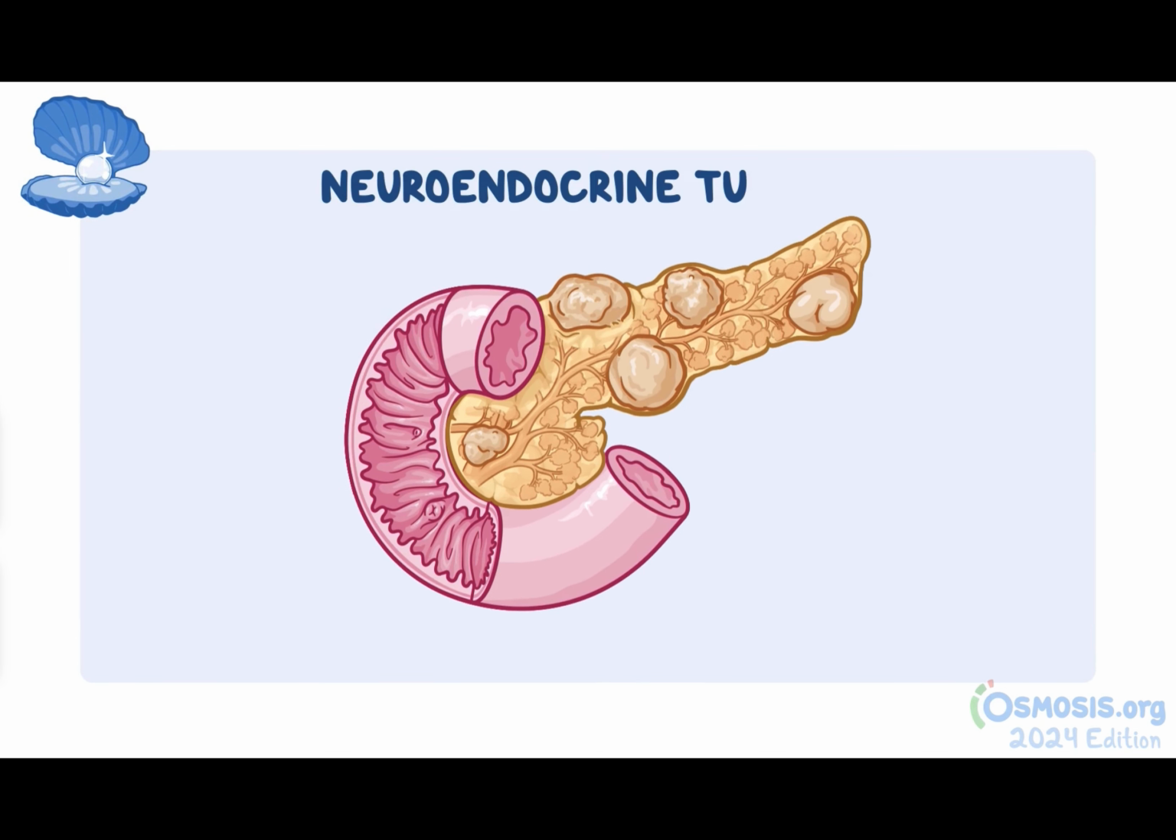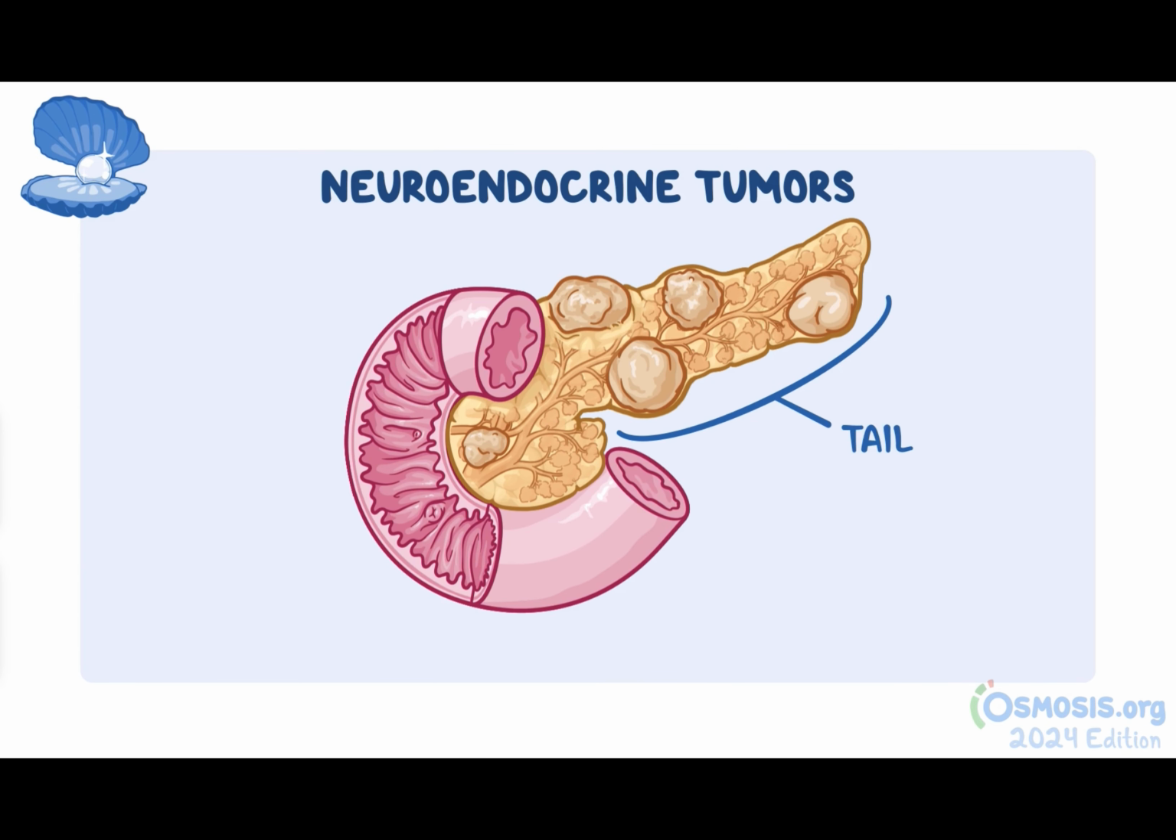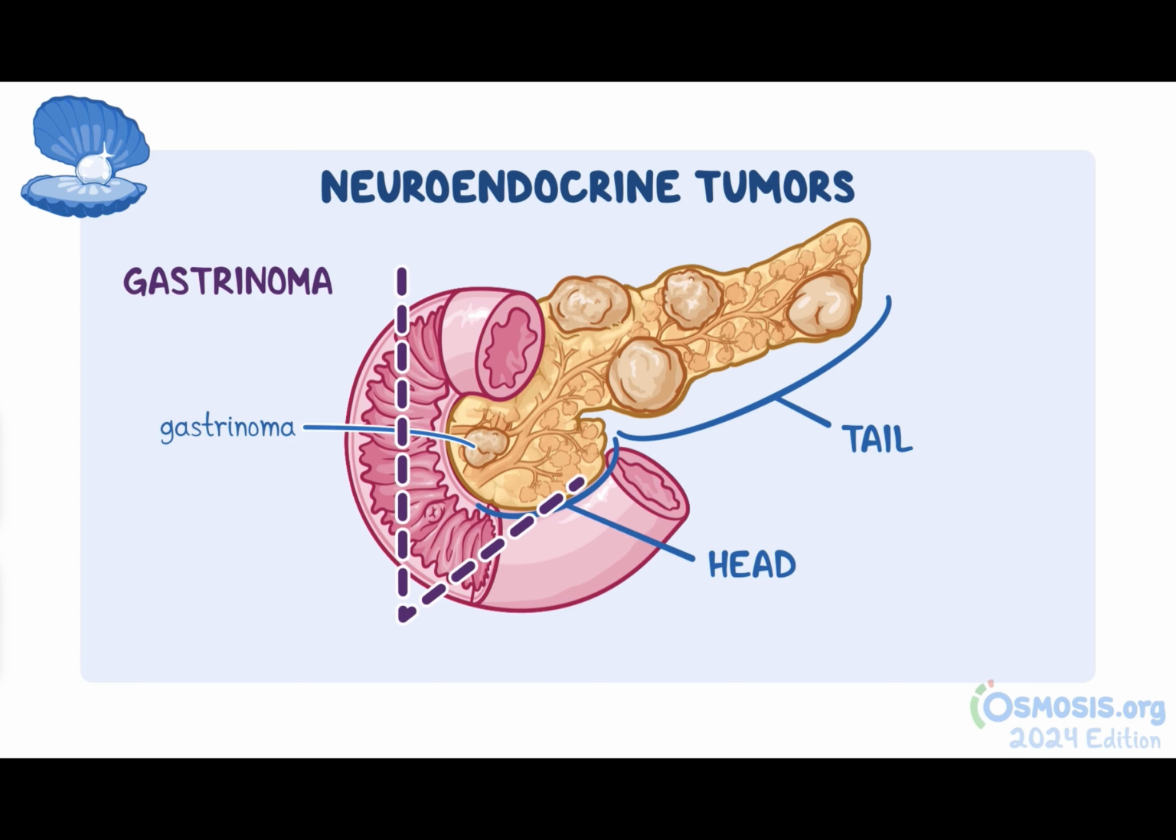Here's a clinical pearl. Most of these neuroendocrine tumors are commonly found at the tail of the pancreas, though gastrinomas are usually found in the head, in what is known as the gastrinoma triangle, sometimes called the Passaro's triangle.